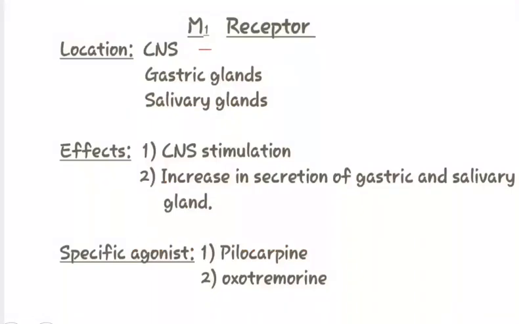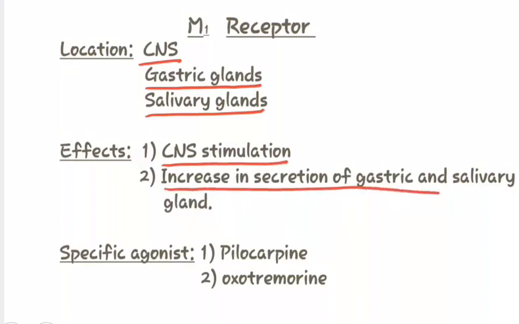Now, let us study about M1 receptors. M1 receptors are located at CNS, gastric glands and salivary glands. Now let us see the effects of M1 receptors. M1 receptor causes CNS stimulation and increase in gastric and salivary glands. Now let us see the specific agonist. The specific agonists for the M1 receptors are pilocarpine and oxytremorine.